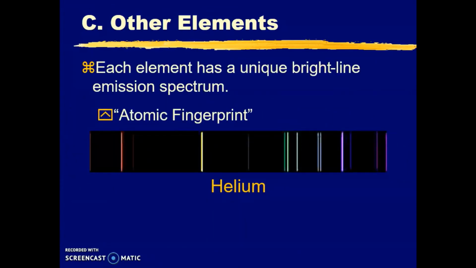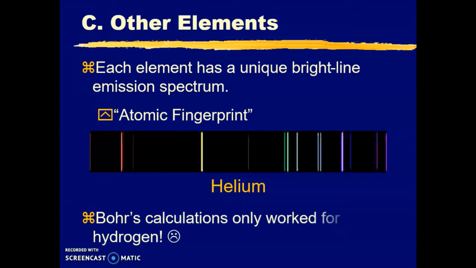What's really cool is that each element has a unique emission spectrum. So it's kind of like an atomic fingerprint. On the last slide, we saw what hydrogen looks like. On this slide, you can see what the helium emission spectrum looks like. So it is unique to each element. They each have their own unique print here.